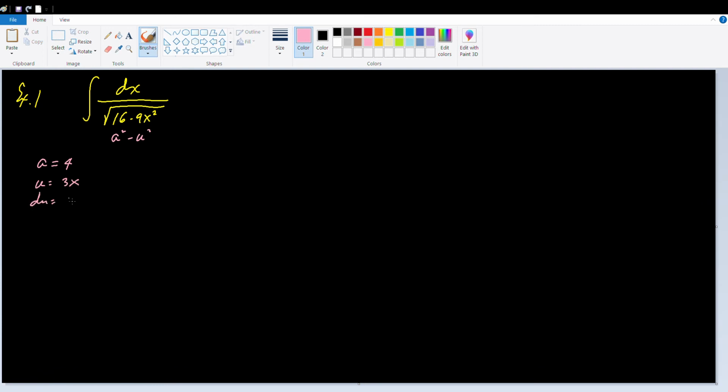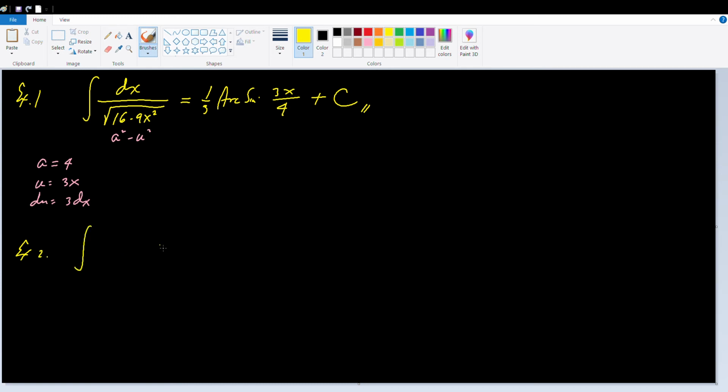So we know that du is 3 dx. So we complete the differential 3 dx. What we'll figure out in our answer is the reciprocal 1/3. The integral is now of the form du over the square root of a squared minus u squared. And the answer there is arcsine of u, which is 3x, all over a, which is 4, plus c.